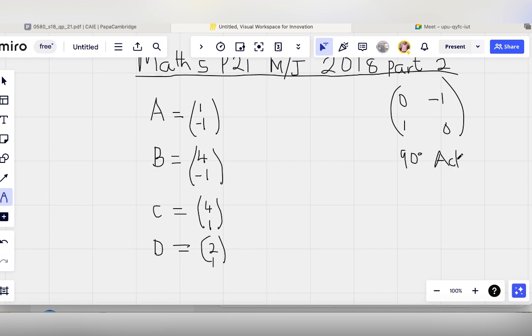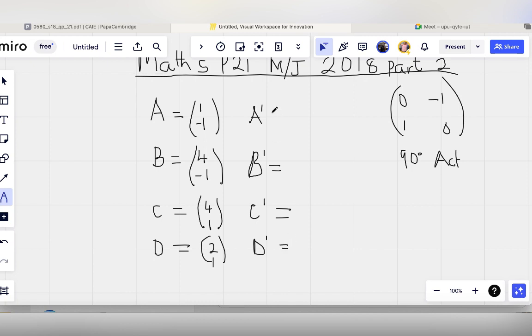To do that, what you need to do is find A prime. We find another coordinate point for each of these vectors: A prime, B prime, C prime, and D prime. We're going to find each of these coordinate points and then draw the new shape. It depends on what the matrix dictates us to do.